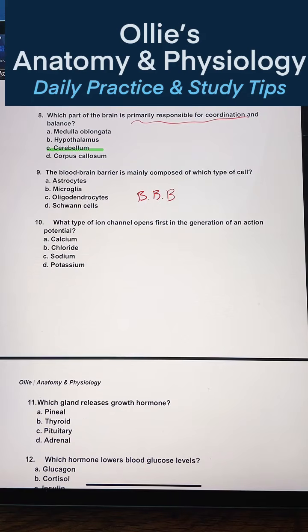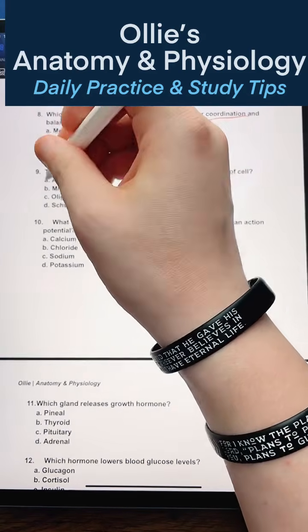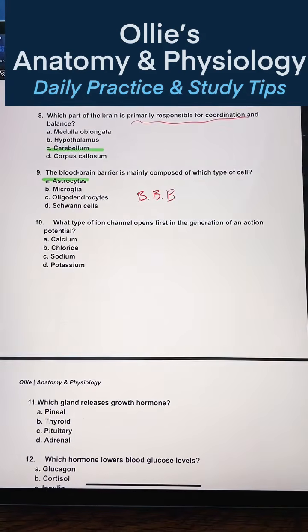A, B, C, or D. So for number 9, the answer is A. It's astrocytes. Astrocytes primarily make up the blood-brain barrier. Essentially what these astrocytes do is they signal the capillary cells to form tight junctions.